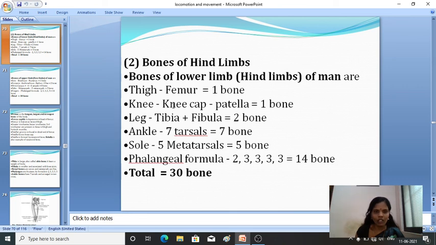Knee, the kneecap bone is a patella, it is made up of one bone. And in the legs it is having 2, one is tibia and fibula, both made up of 2 bones. The ankle is made up of 7 tarsals, that is 7 bones. Then sole, it is having 5 metatarsals, 5 bones. And phalangeal formula is 2, 3, 3, 3, 3, total 30 bones. Okay.